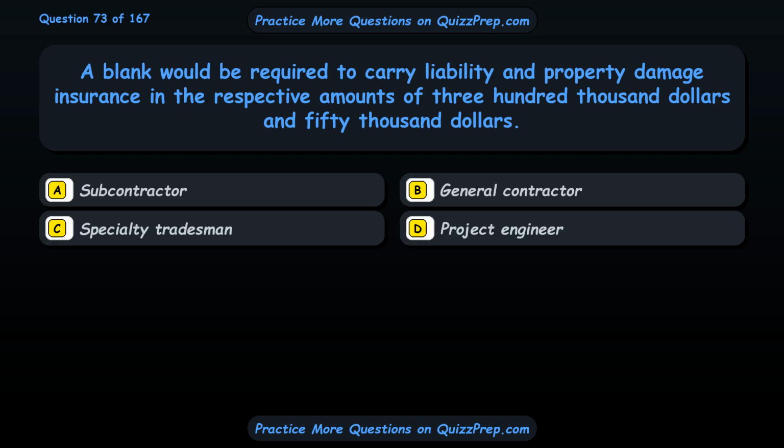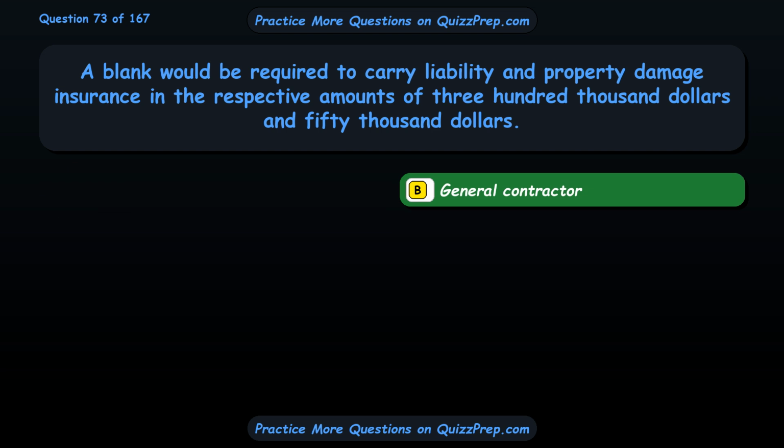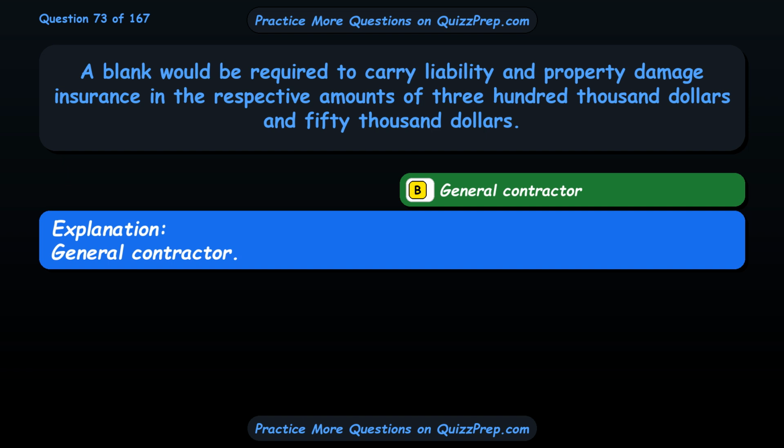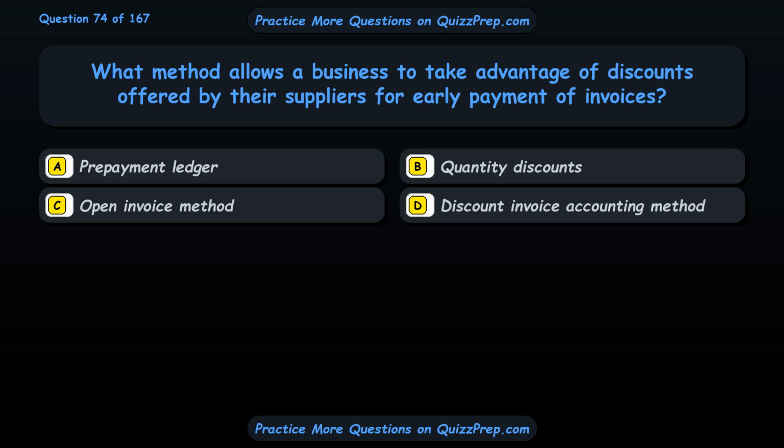A blank would be required to carry liability and property damage insurance in the respective amounts of $300,000 and $50,000. Option A, subcontractor. Option B, general contractor. Option C, specialty tradesman. Option D, project engineer. The correct answer is option B, general contractor. General contractor.